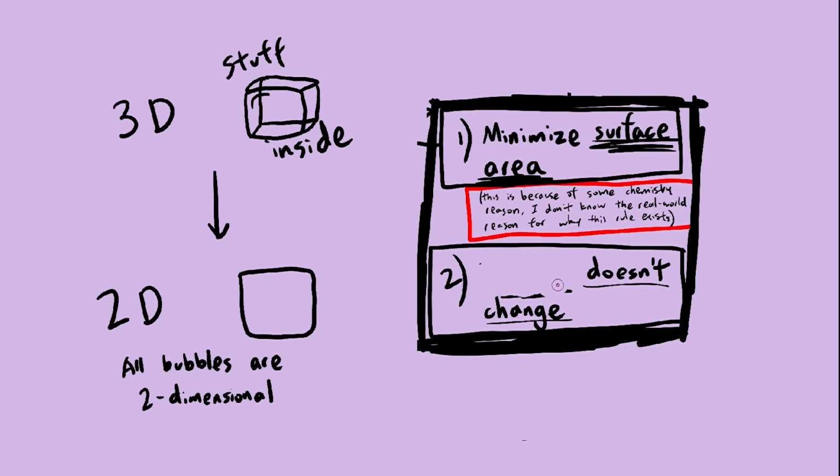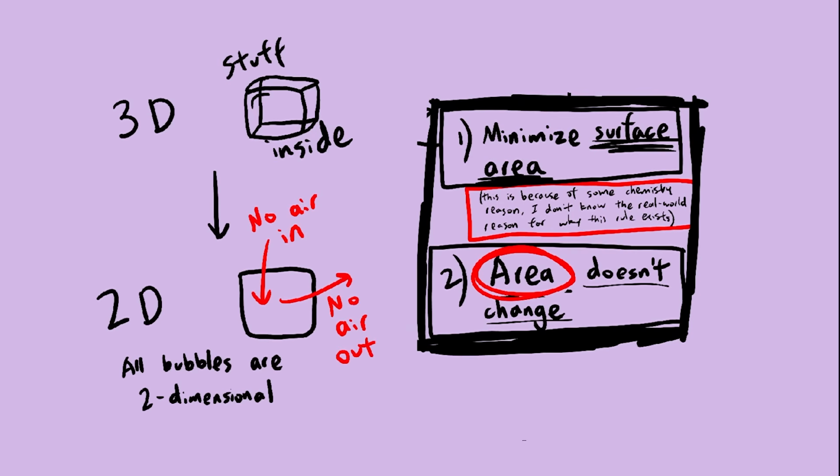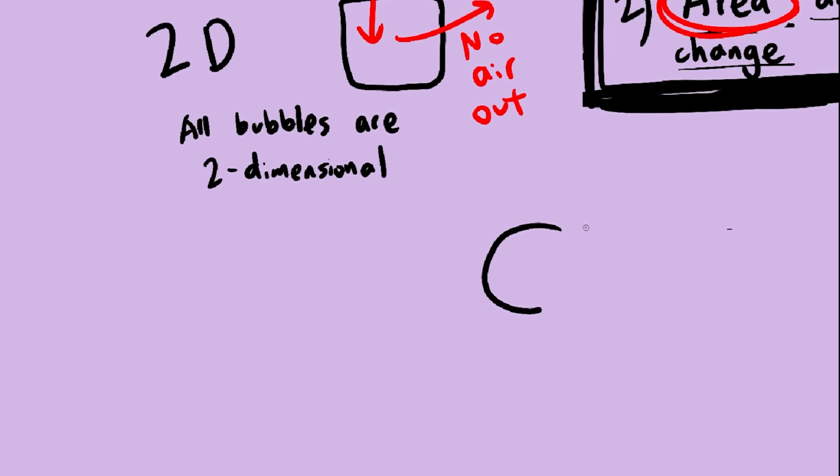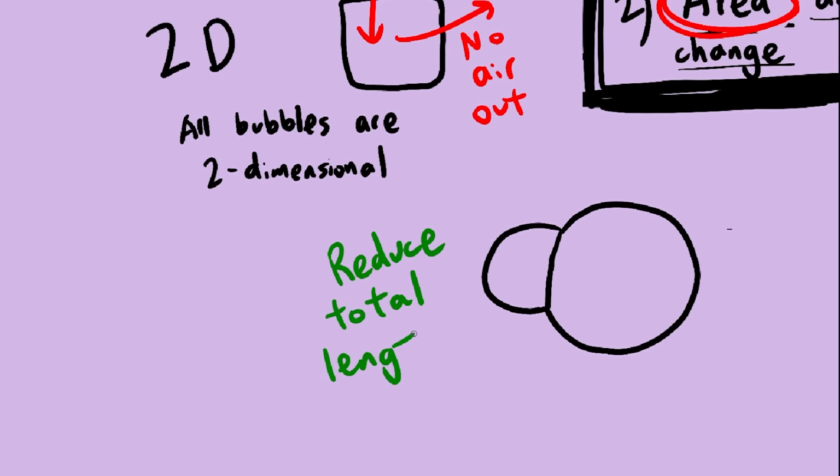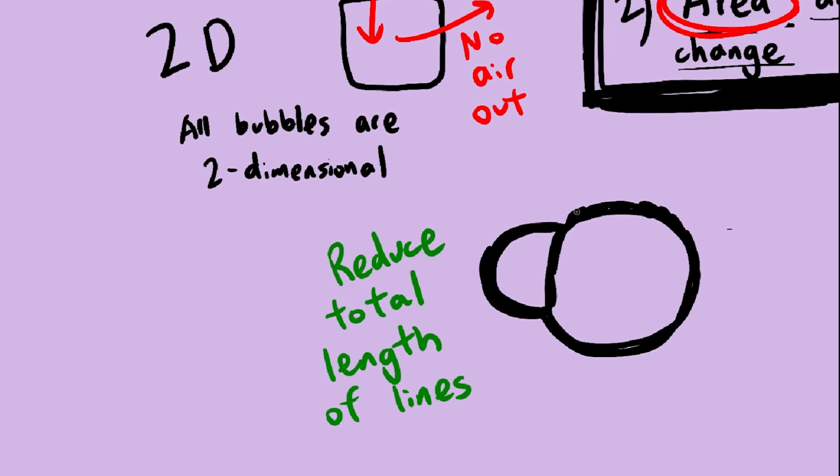So let's replace volume with area. The area of each 2D bubble cannot increase nor decrease. And let's also replace surface area with length or perimeter, whichever one you prefer. So our first rule is now, bubbles naturally try to minimize the total length of all these black lines.